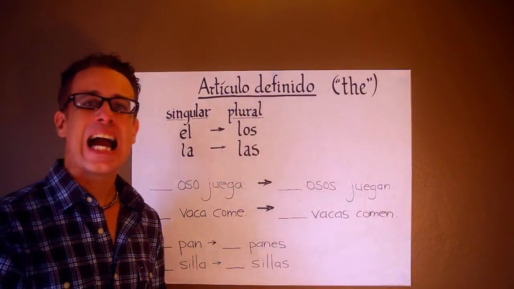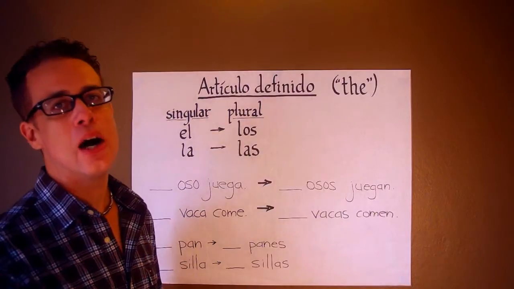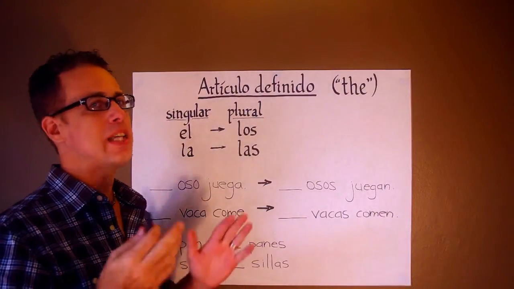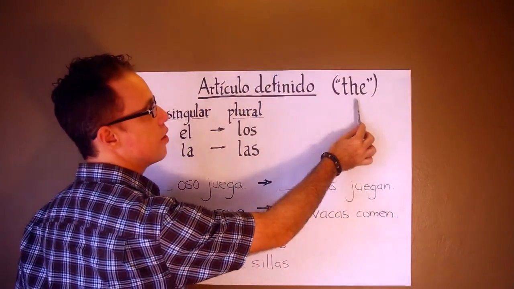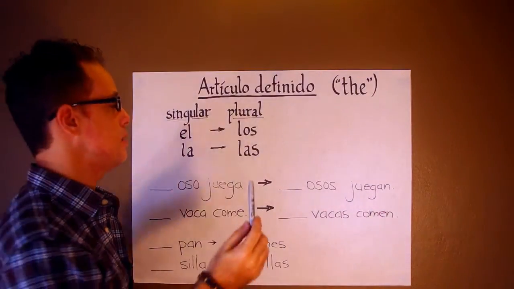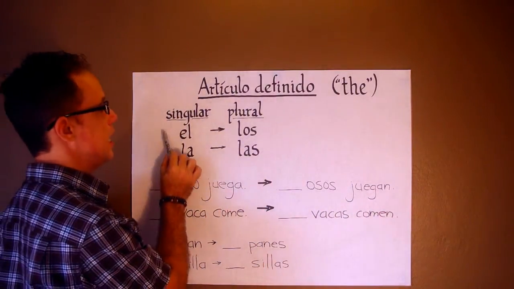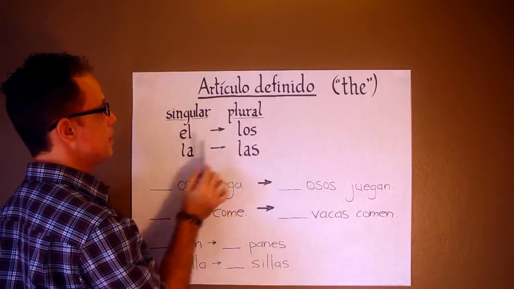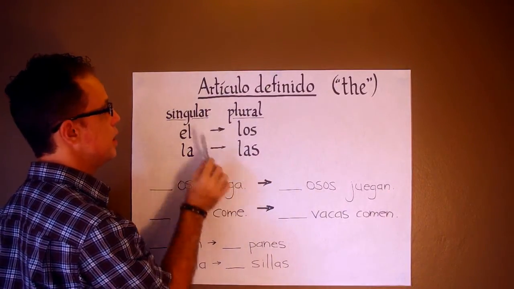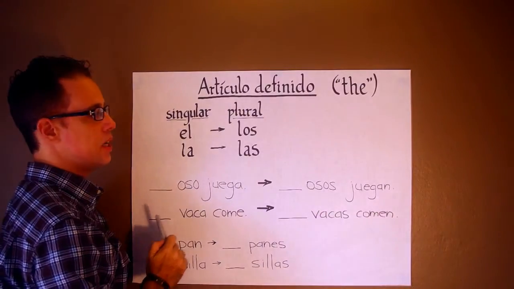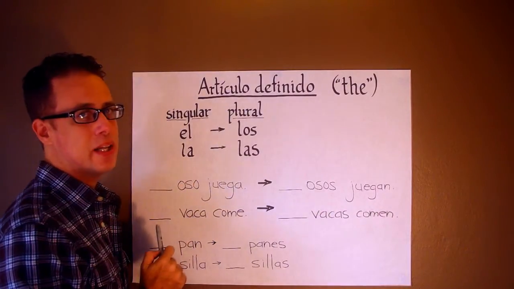It will be like la casa, the house, la casa. The same thing. In English, always the. In Spanish, it depends if it is a masculine or feminine noun. So this line here is masculine, this line here is feminine, okay? El for masculine singular, la for feminine singular.